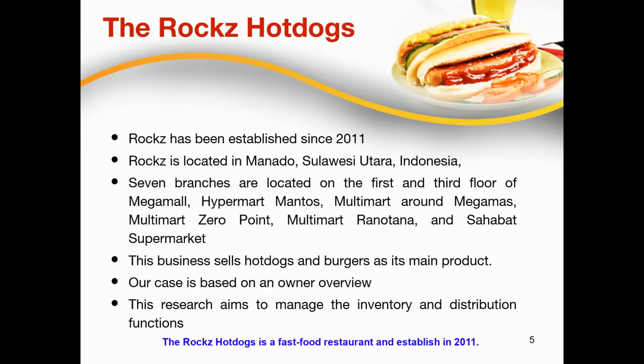ROCKZ Hotdog is a fast food restaurant established in 2011. The headquarters is in Indonesia and it now has 7 branches around the country. ROCKZ's main products are hot dog and burger. Our case is based on an owner overview. This research aims to manage the inventory and the distribution function.